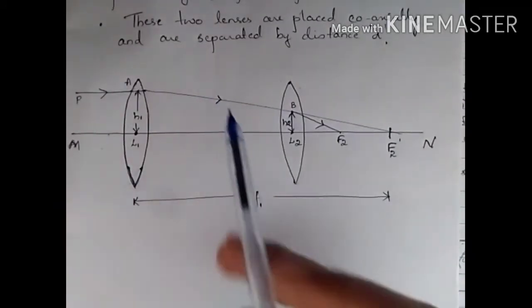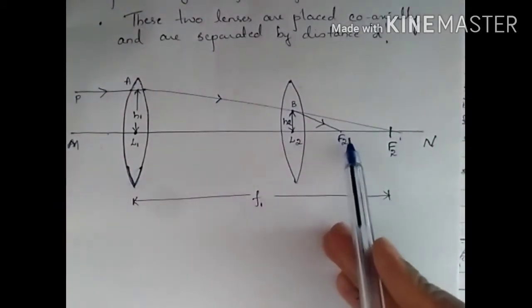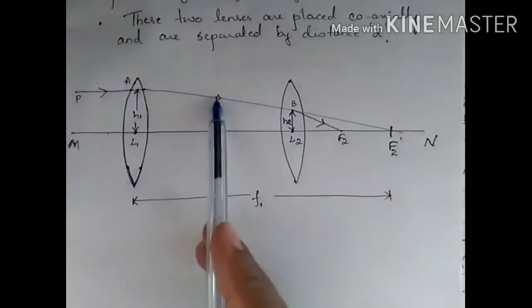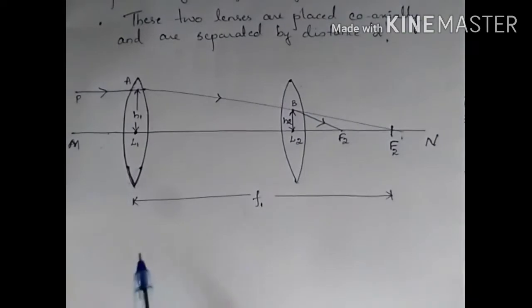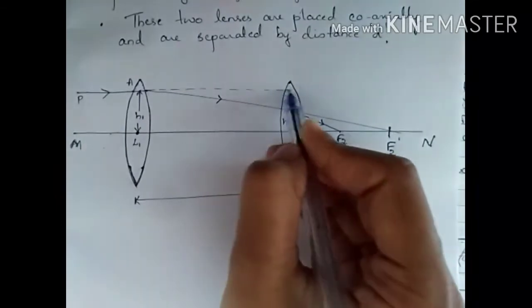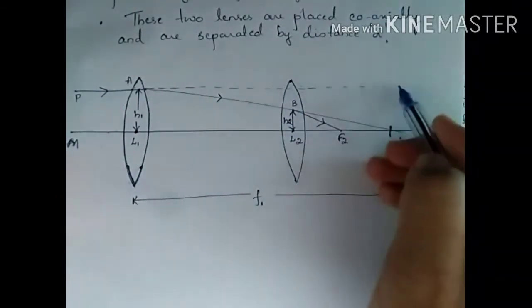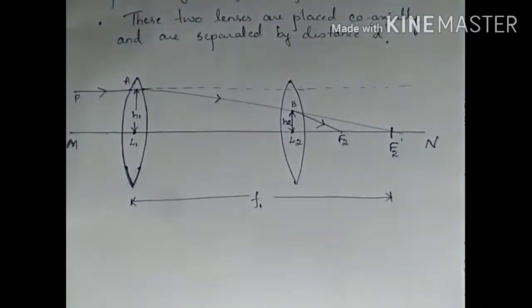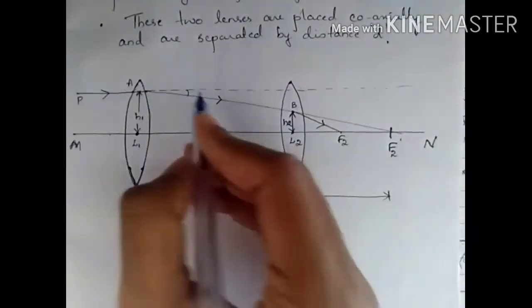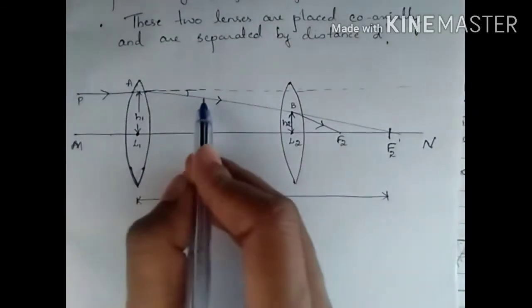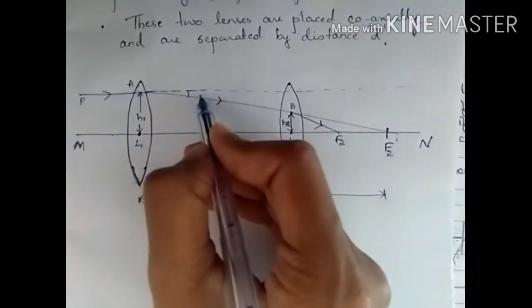Since this is not parallel, this is not a focal point, but some arbitrary point where all the rays converge. So this is not the parallel ray. Now let me extend this ray. We are extending the parallel ray that is incident on the lens L1, and the angle that is formed here.